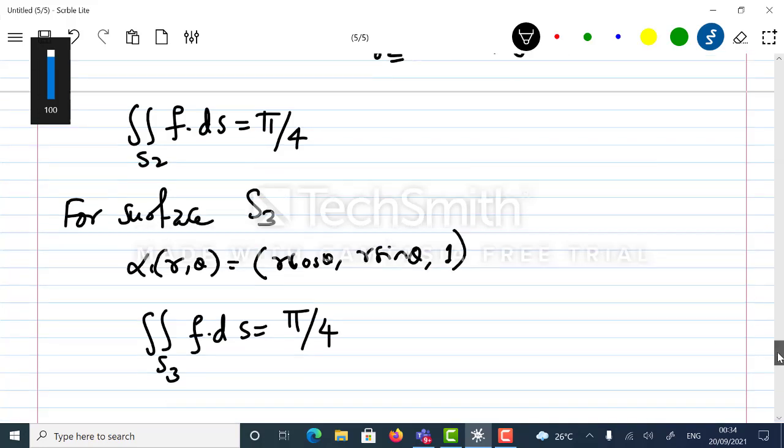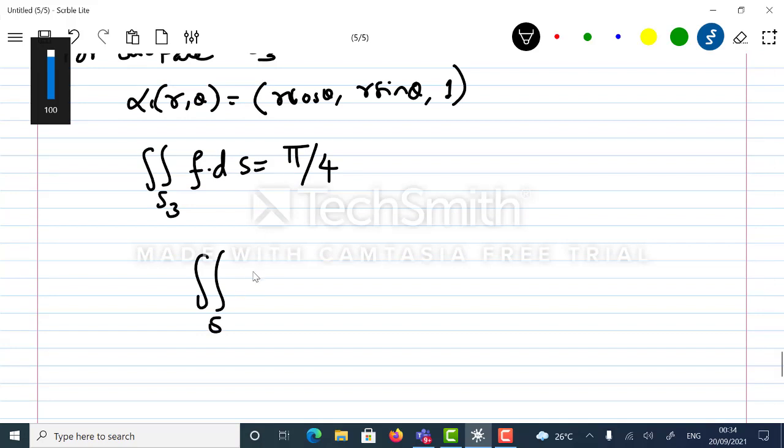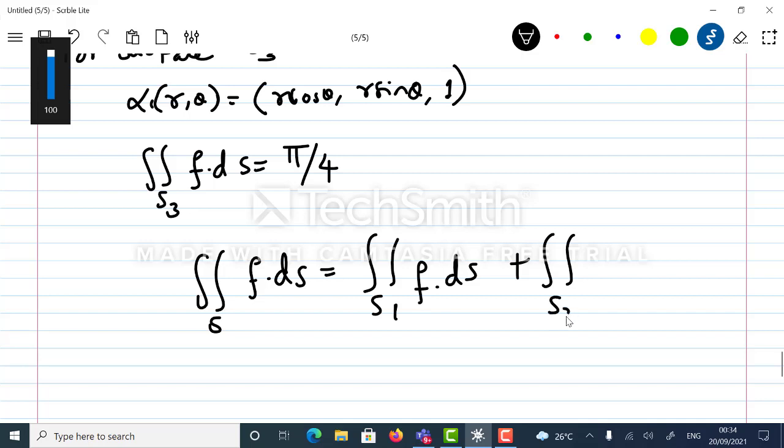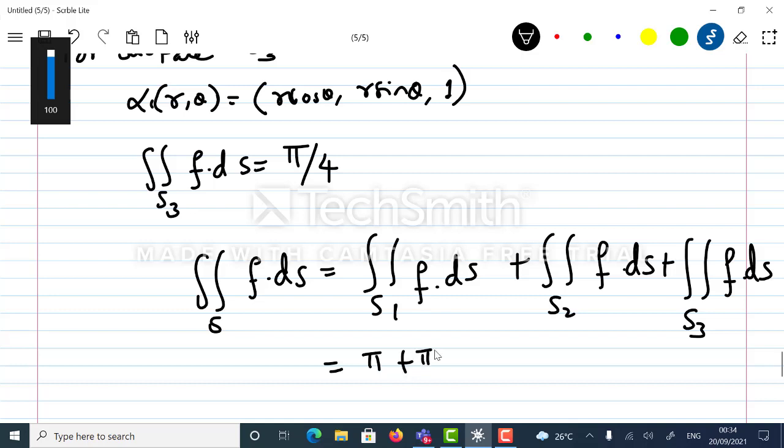So when I calculate the surface integral over S, where S is the total box, it is the surface integral over S1 of f dot ds plus the surface integral over S2 of f dot ds plus the surface integral over S3 of f dot ds. So this is pi plus pi by 4 plus pi by 4. Pi by 2 plus pi is 3 pi by 2. So the final answer is 3 pi by 2.